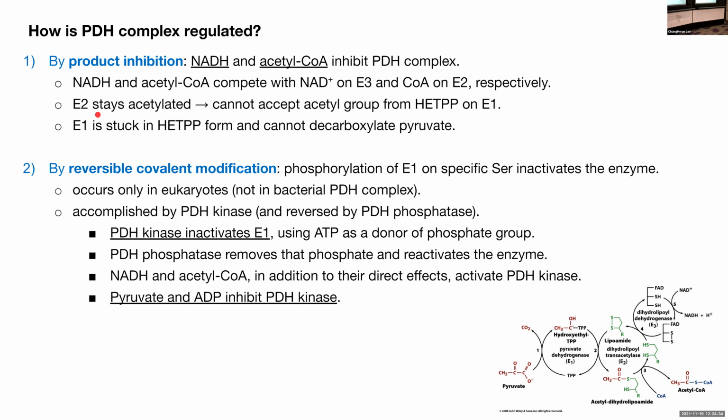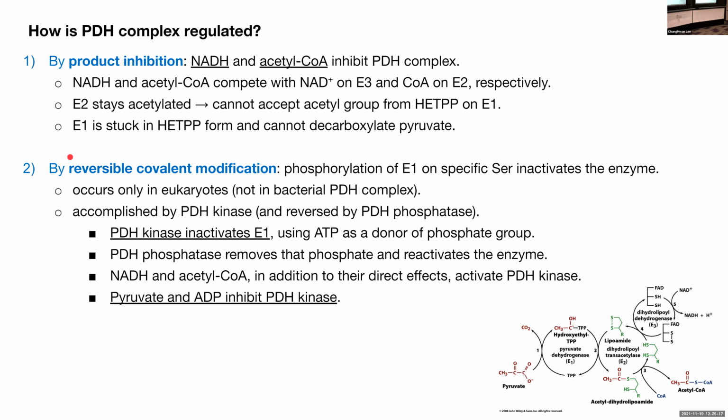And this E2 enzyme can stay acetylated, meaning that there's not much free coenzyme A, right? So it cannot accept the acetyl group from the HETPP, which has the acetyl group on this cofactor TPP on E1. So again, since you can't process further this acetyl group transfer to coenzyme A, it's going to just stay there. So E1 is stuck basically in that stage.